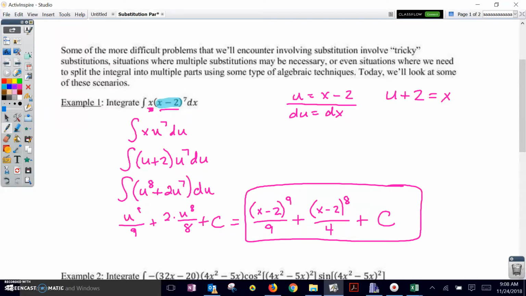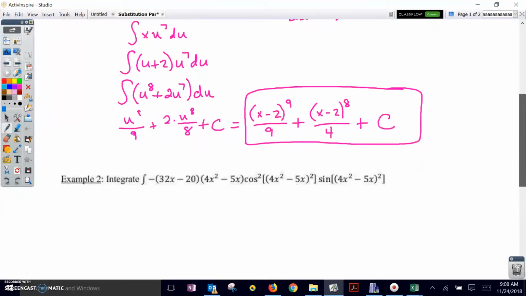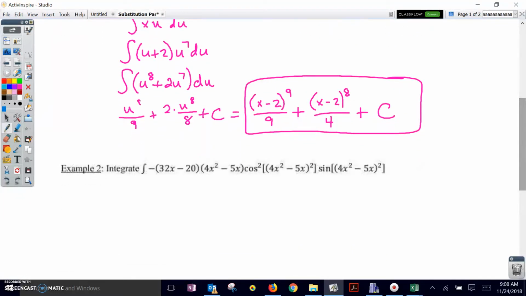Alright, let's take a look at example 2, and that just looks ugly. We're going to integrate the negative quantity 32x minus 20 times the quantity 4x squared minus 5x times the cosine squared of the quantity 4x squared minus 5x quantity squared times the sine of 4x squared minus 5x the quantity squared, and I'm missing a dx out on the end here.